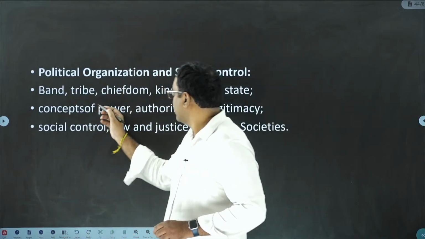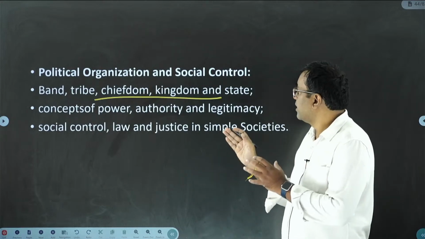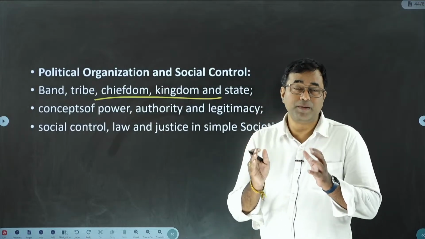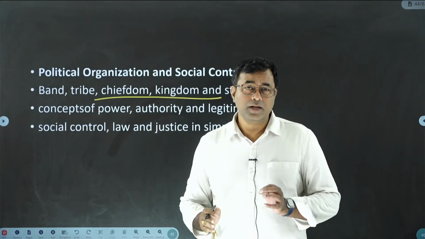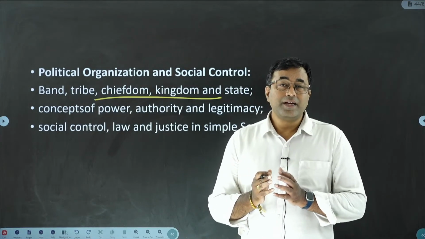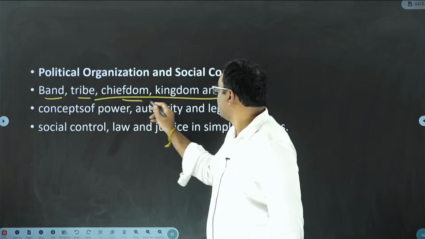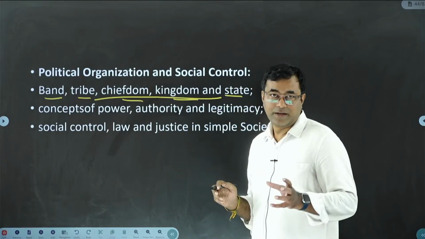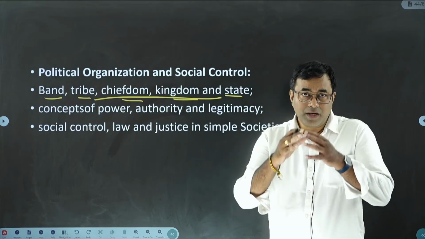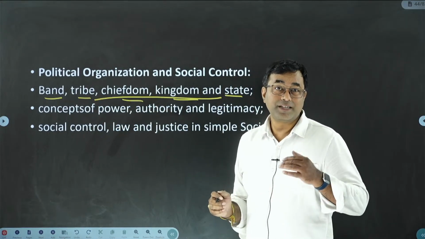For example, in the syllabus they have first given the different types of political organizations that are created. Political organizations are created based on a group of people, a group in a particular area in which the people reside, and how they create their own institutions. For example, band is one group, tribe is one group, chiefdom, and kingdom or state. Kingdom or state you can consider as more or less similar in nature. So how are these political organizations created, and what are their basic features?